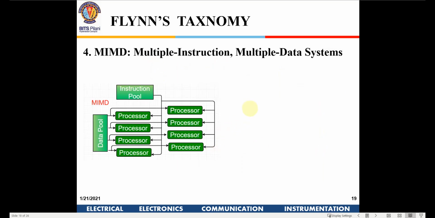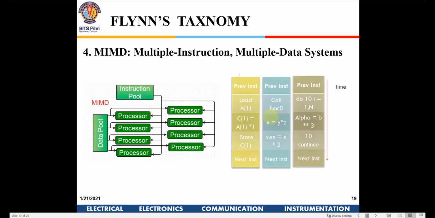And the last and final one is the multiple instruction multiple data system, where you have different instructions running in different processors, and also a single instruction being broken up into multiple processors, and then you have multiple data pools. So these are the four kinds of processors which we have. They have been classified like that. Just from an academic point of view, I'm mentioning there are four types.